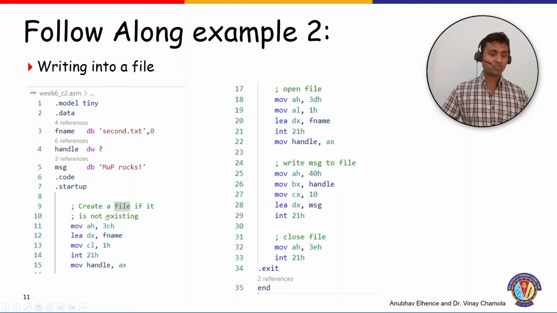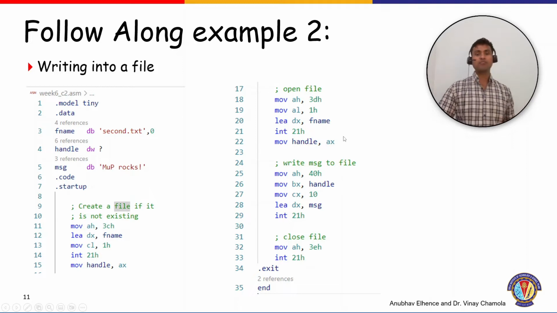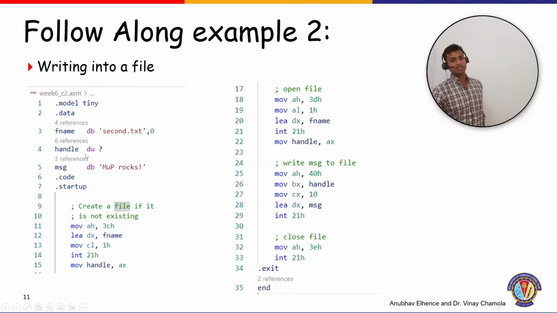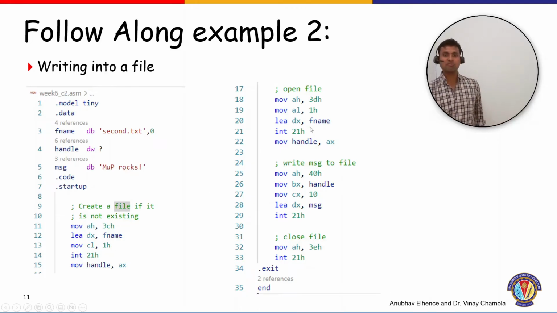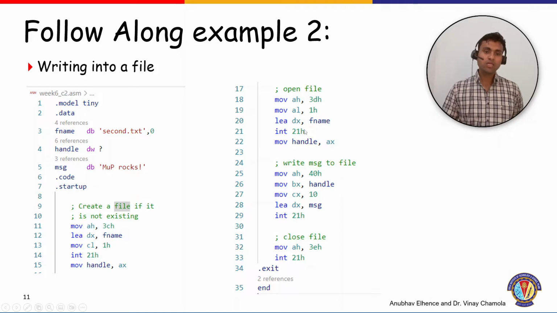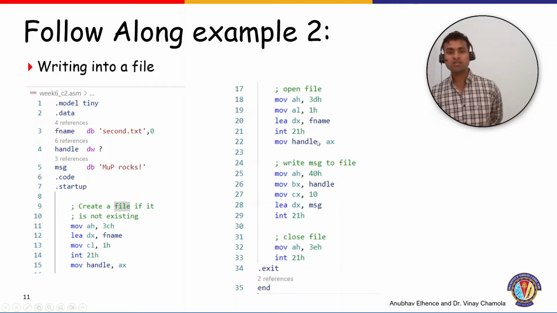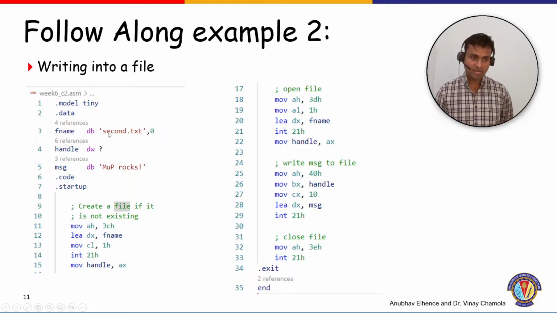What we are doing here is, first of all, create a file second.txt if it has not been created. Once this file is created, I want to open the file, and I want to open it in write mode. Now the final handle, this handle dw here, these 16 bits will contain the opened file handle, not this read-only file handle. Okay, so the file will be opened now. And if I raise this interrupt, the handle will come from the AX.